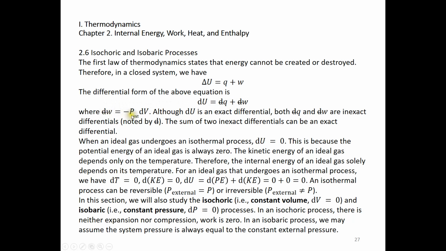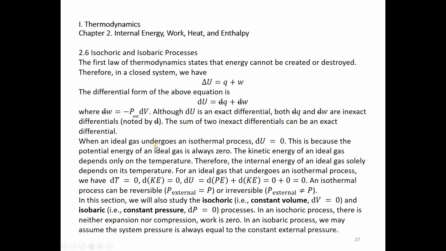dW is negative P external dV. We need to know the information about this P external to calculate work. Although dU by itself is an exact differential, both dQ and dW are inexact differentials. The sum of two inexact differentials can be an exact differential.